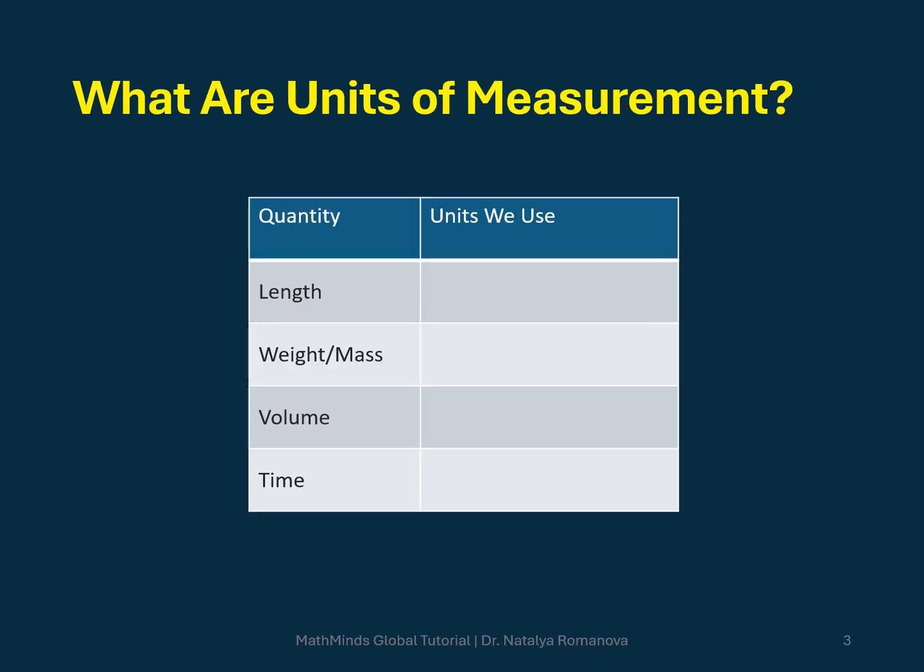What are units? Units tell us what kind of quantity we are measuring. Length we measure in feet or meters. Weight we measure in pounds or grams. Volume we measure in gallons or liters. Time we measure in minutes or seconds. When the ASVAB asks you to convert, it asks you to convert from one unit to another for the same quantity.